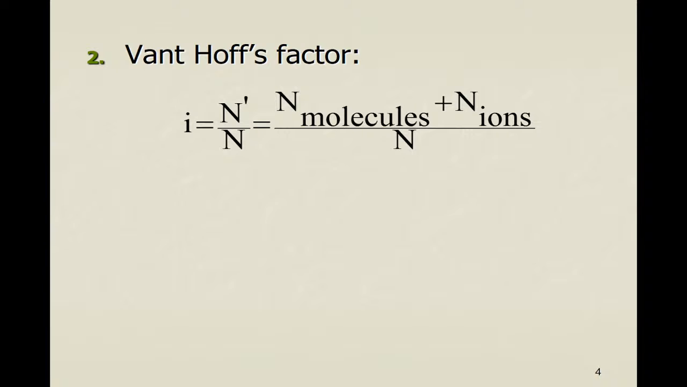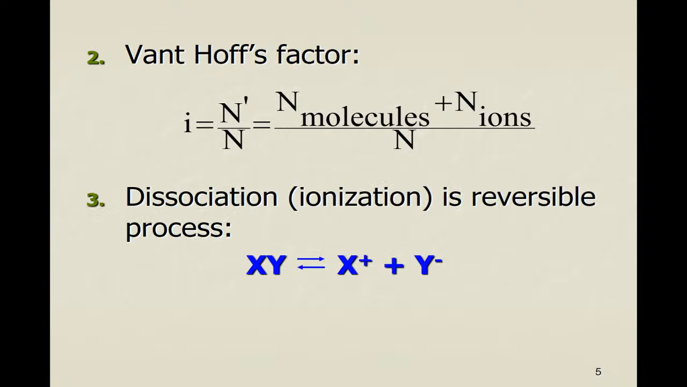The ratio showing how well an electrolyte dissociates into ions can be expressed with the help of Van't Hoff's factor, also known as i. It shows the ratio of the total number of particles in a solution, that is, the number of molecules which did not dissociate plus the number of ions produced by dissociation, to the total number of particles supposed to be according to the concentration.